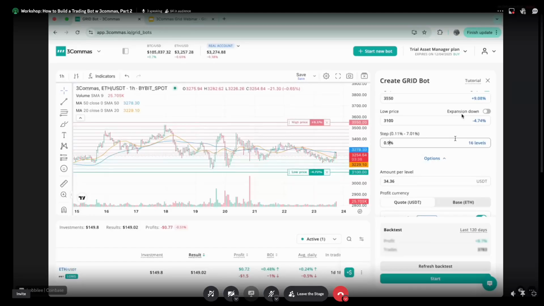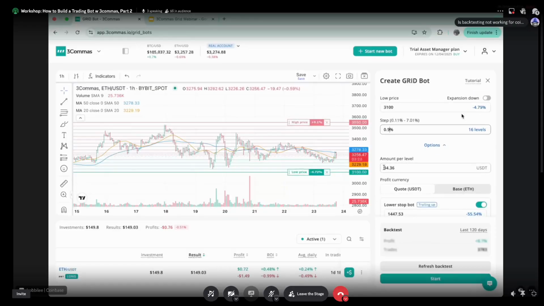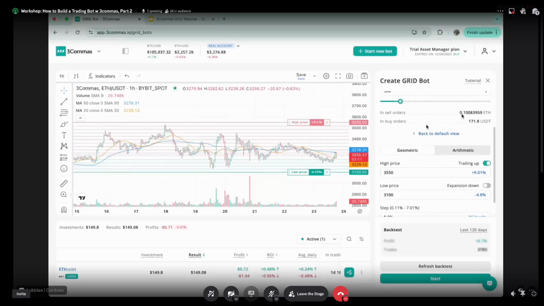Right, so we're fine with just 16 levels. We have a pretty small number of buy side levels just because I put the price at 300. I'm fine with it. Here you can see the amount per level. I think it's pretty straightforward, meaning that on every level here, we will buy the amount equal to this amount in USDT.